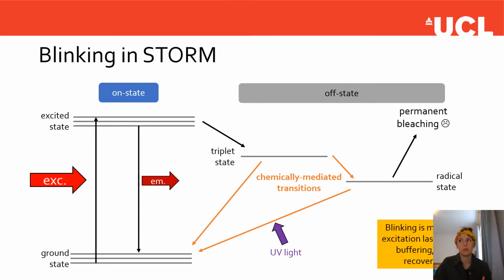So blinking in STORM is mediated by several things. Firstly, the excitation intensity, which is the thing that shoves stuff over into our off state, our triplet state. Our buffering, which are the chemically mediated transitions that can bring things back from the off state to the on state, so fluorescence again. And any UV light that you put on the sample, because that can also help recovery from the off state to the on state. So if you have the right combination of excitation intensity, correct buffering conditions, and UV light illumination, then you can quite nicely fine-tune the blinking statistics of your molecule.